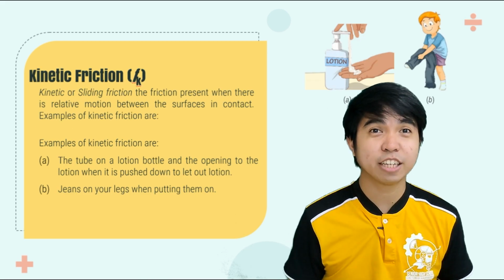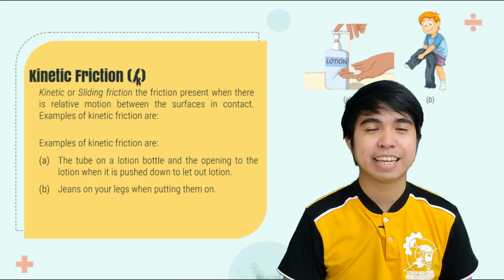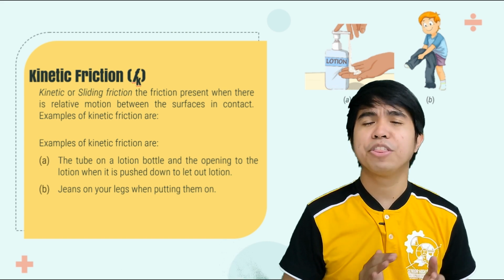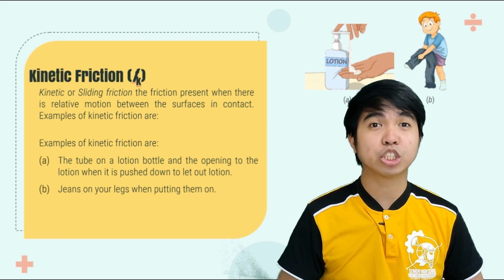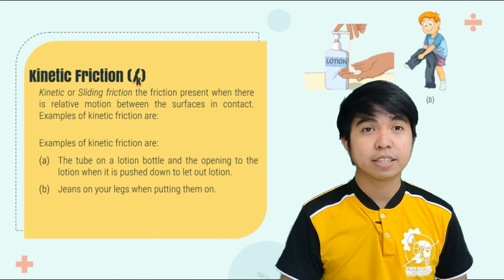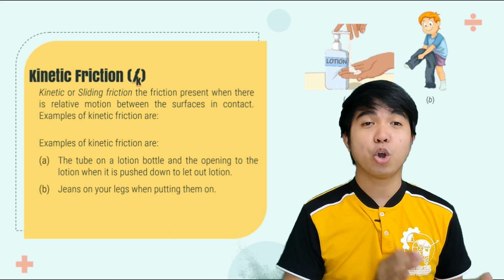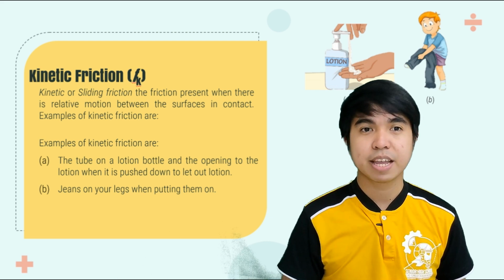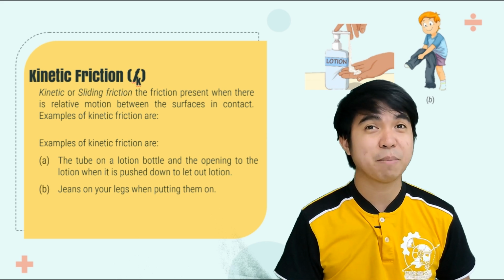We have kinetic friction, or F sub k. Kinetic or sliding friction is the friction present when there is relative motion between the surfaces in contact. Examples of kinetic friction are the tube on a lotion bottle and the opening of the lotion when it is pushed down to let out lotion, and jeans on your legs when putting them on.